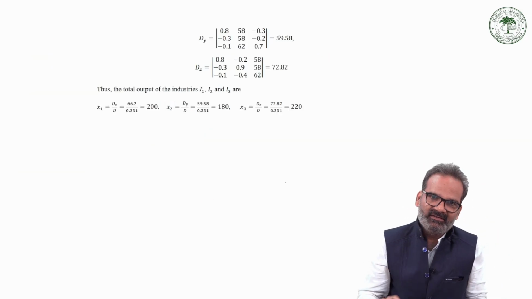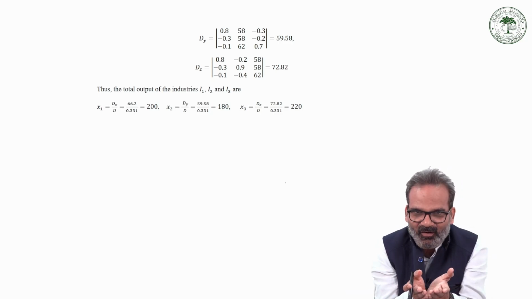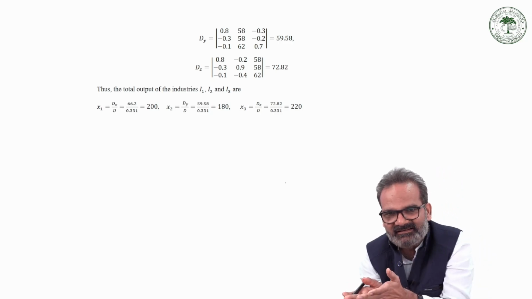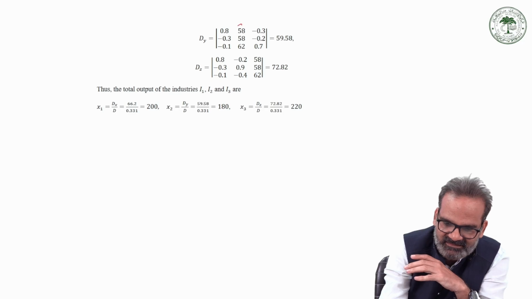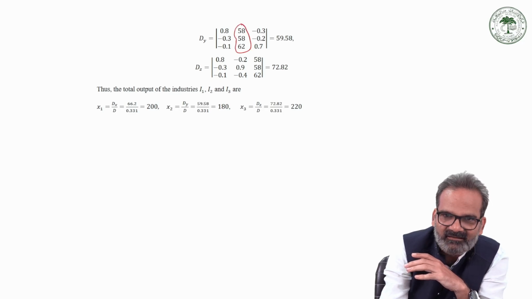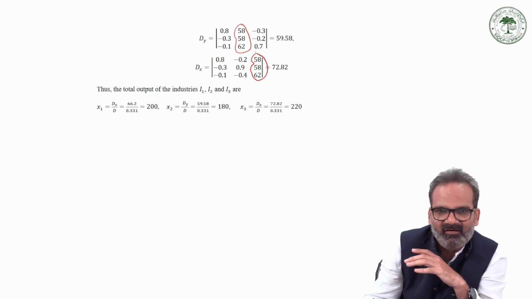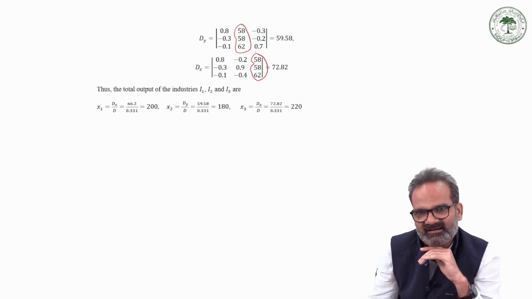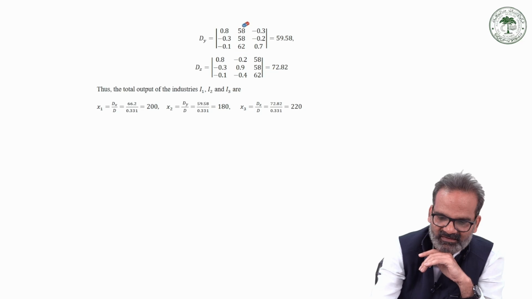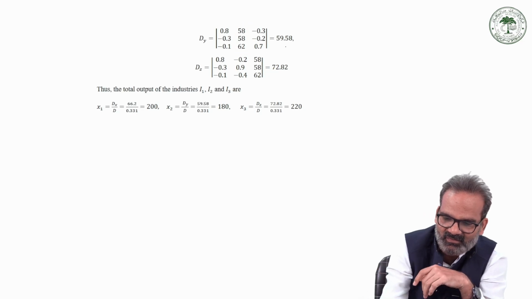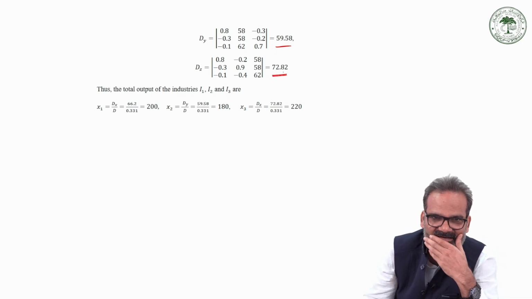Likewise, find dy. The second column of D should be replaced by the entries on the right hand side. So this is the second column, right? And for dz, the third column should be replaced by the entries on the right hand side. Clear? So this is how you can write down dx, dy and dz. The value of dy is coming out to be this, and the value of dz is coming out to be 72.82.